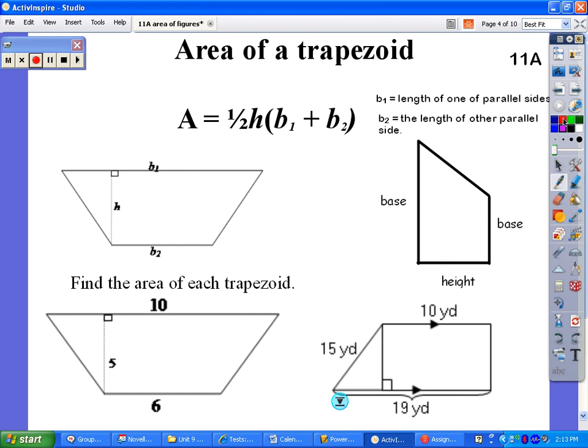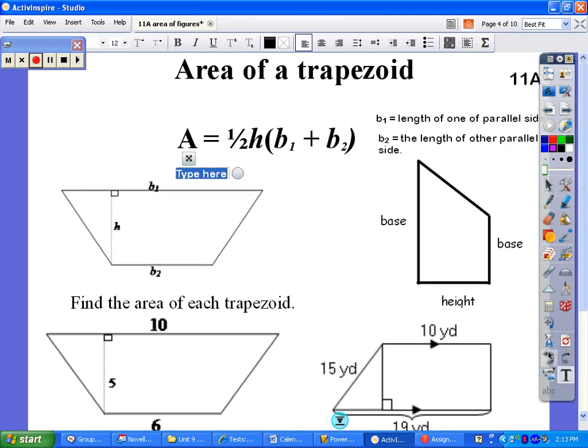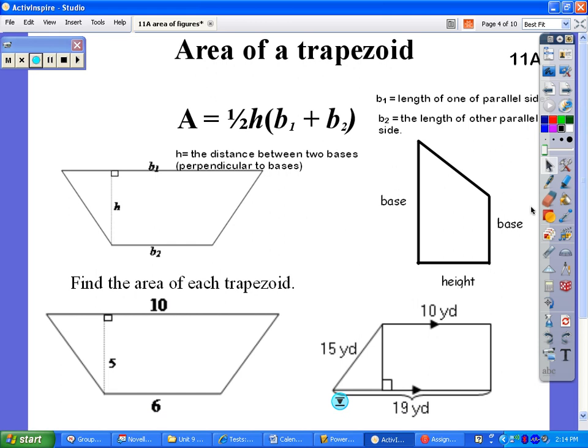Our third type of shape is a trapezoid. So for the trapezoid, we have 1/2 h times b1 plus b2. H again is the distance between the two bases. Again, it has to be perpendicular to the bases. And in this case, because the bases are two different lengths, we add them together to get the area. So B1 is the length of one parallel side and B2 is the length of the other parallel side. You can change the numbers, it doesn't matter.